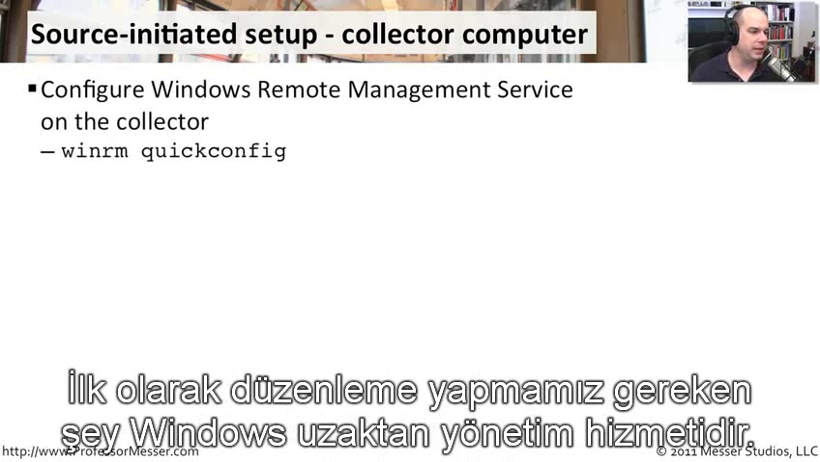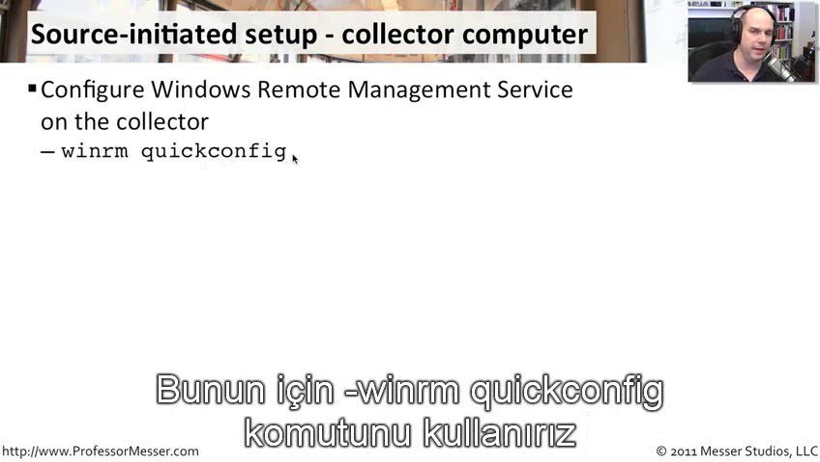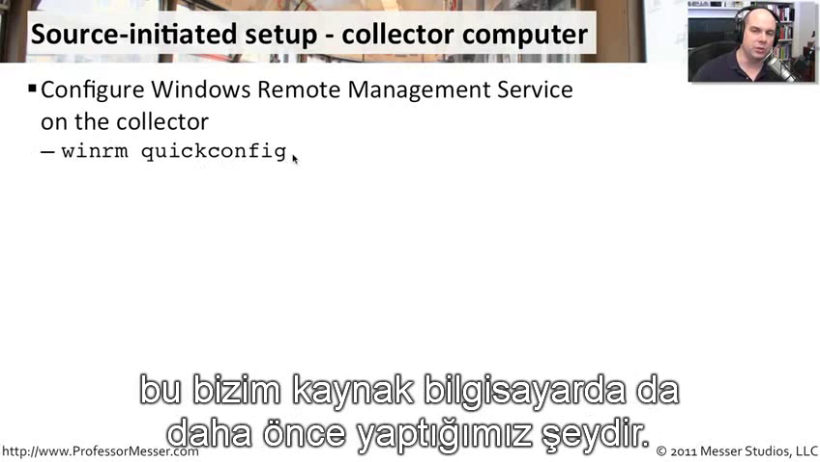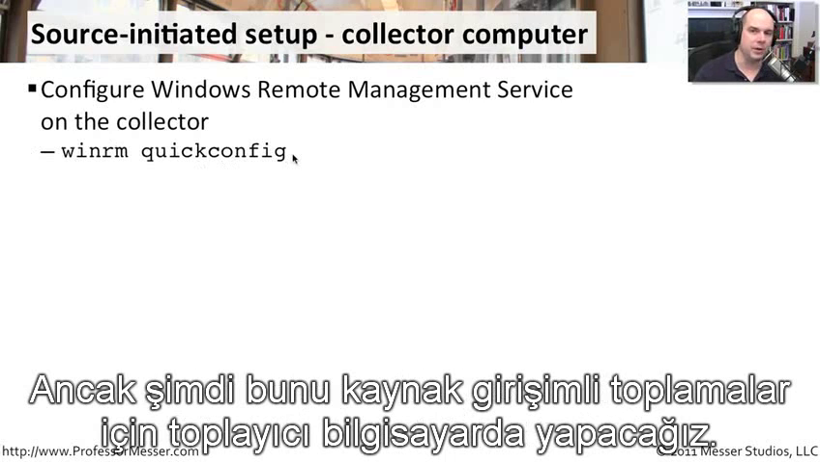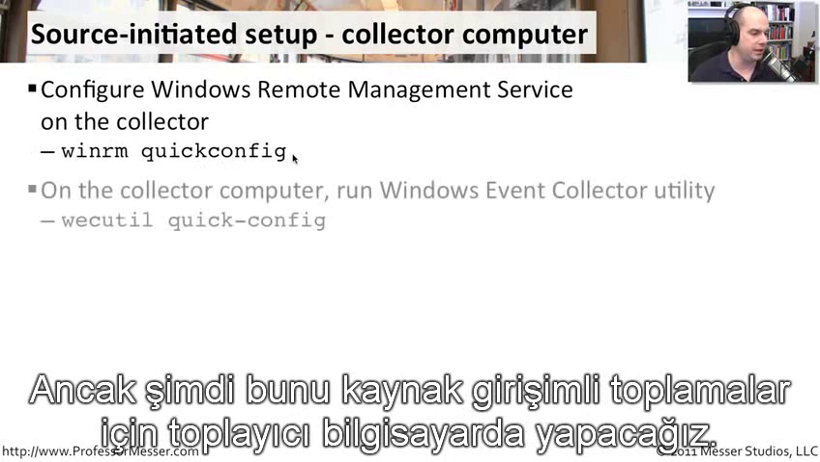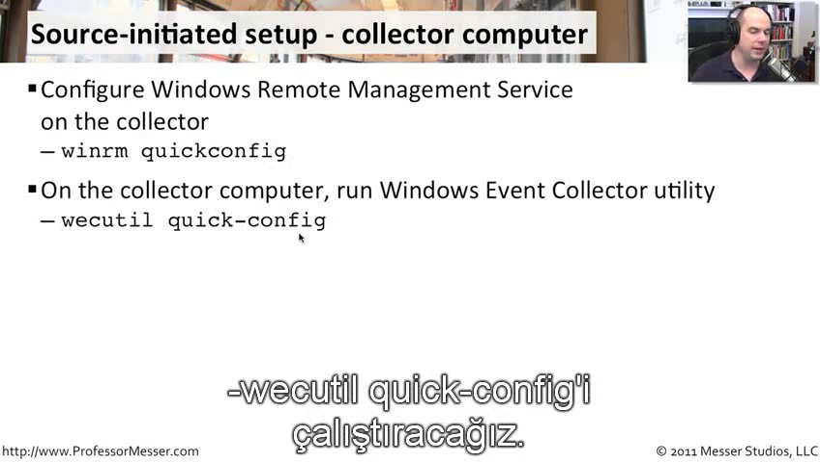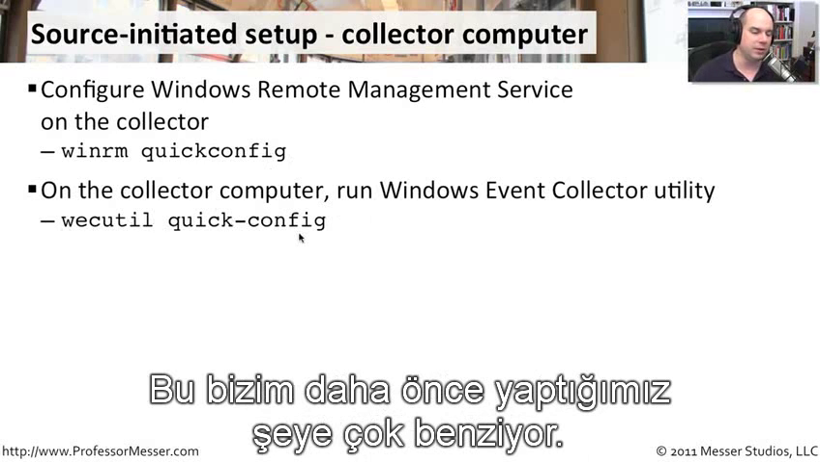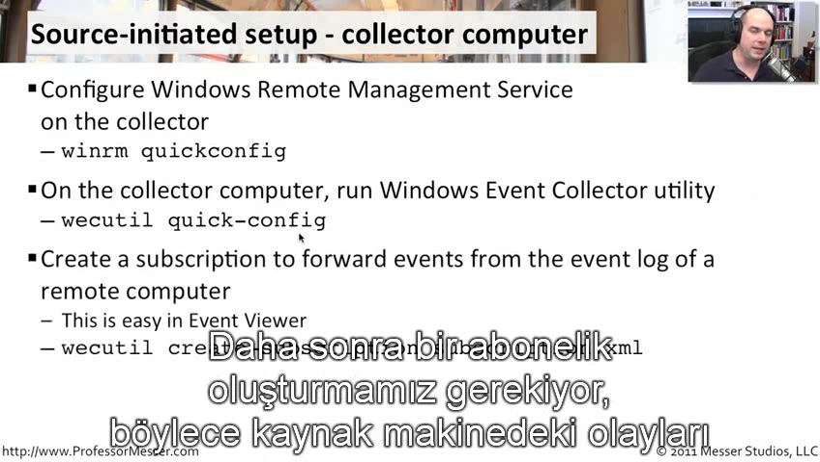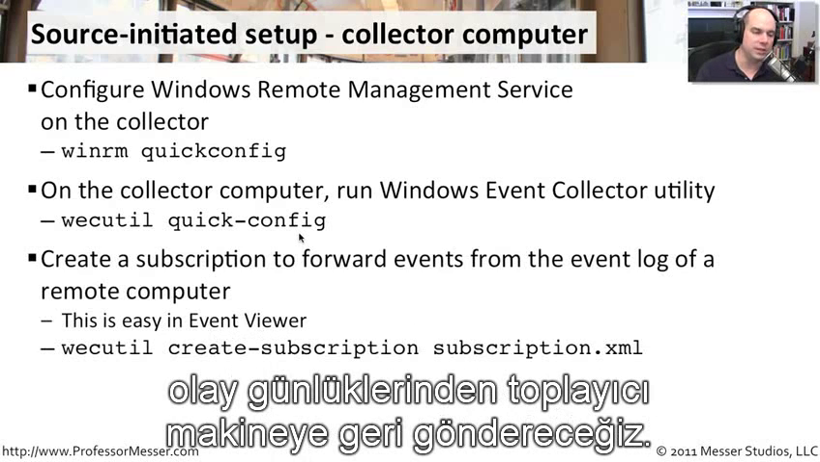The first thing is we need to configure the Windows Remote Management service, winrm quickconfig. That was what we did on our source computer earlier. Now we're going to do it on the collector to have this source-initiated setup work. On the collector computer, also run the Windows Event Collector utility, which is wecutil quick-config. Looks very similar to what we've done already. Then we need to create a subscription that will forward events from the event log of those sources back to the collector machine.